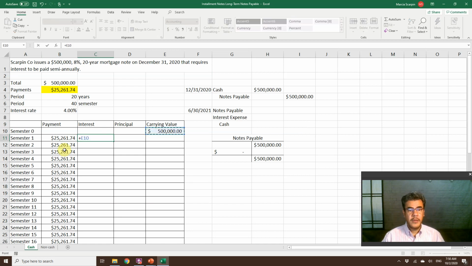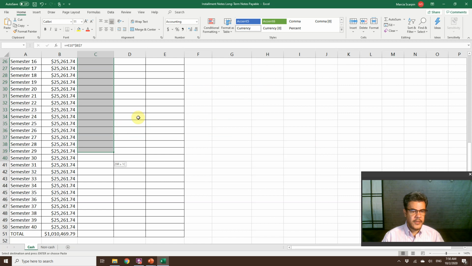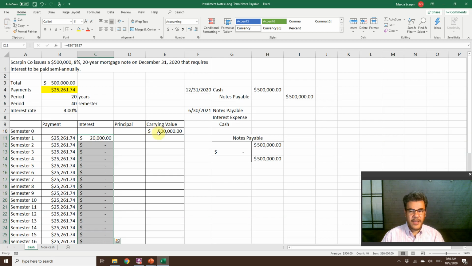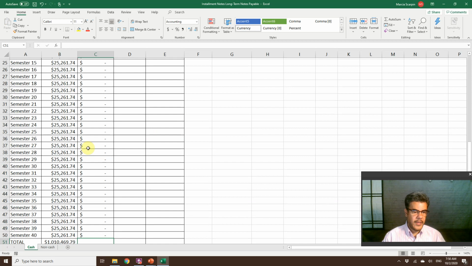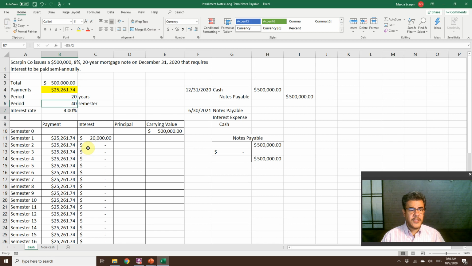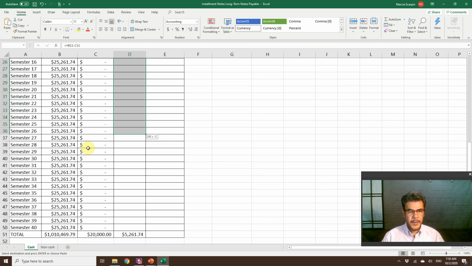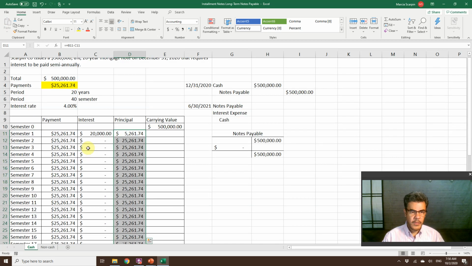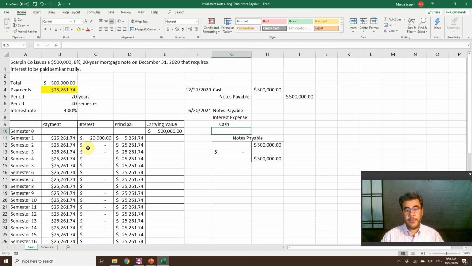Interest will be the carrying value times the interest rate. So here it will be $20,000. And let's copy and paste here. Nothing because we don't have the carrying value yet. And we have the sum here. And what is the principal? The principal is the difference between payments and interest: 5,271. And let's copy and paste this formula here. We have very bad numbers here because we don't have our carrying value.